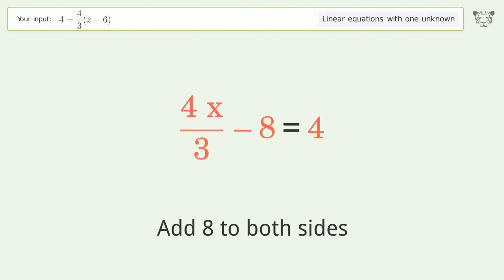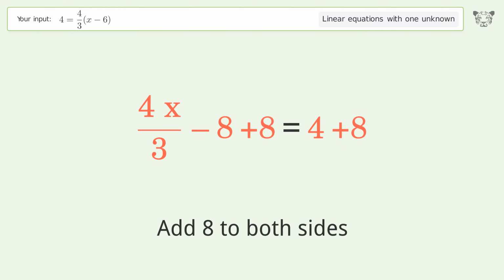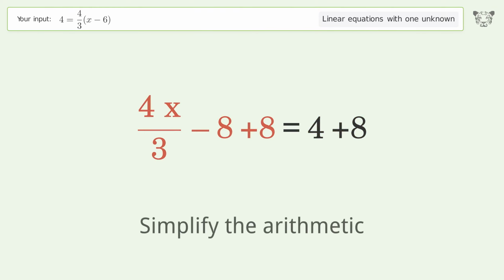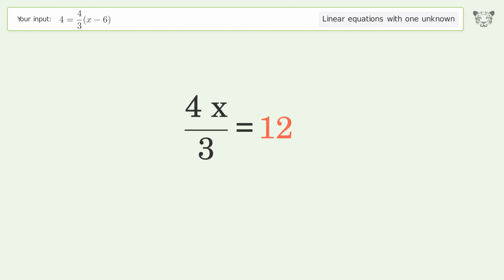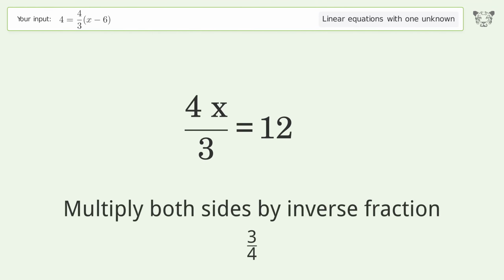Add 8 to both sides. Simplify the arithmetic. Isolate the x. Multiply both sides by inverse fraction 3/4.